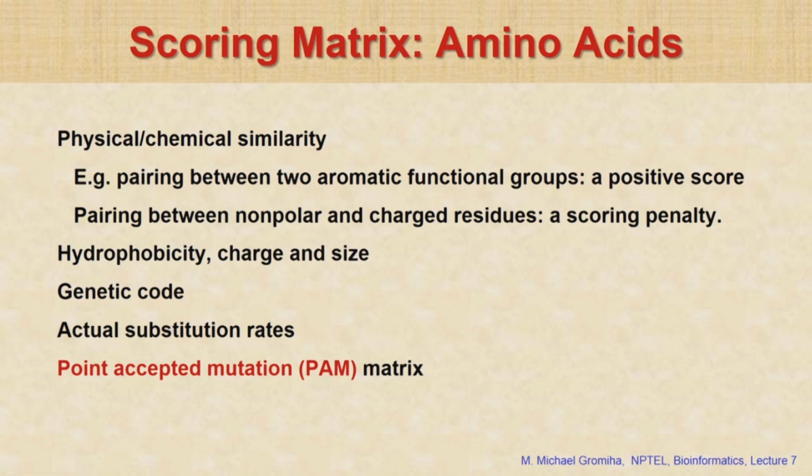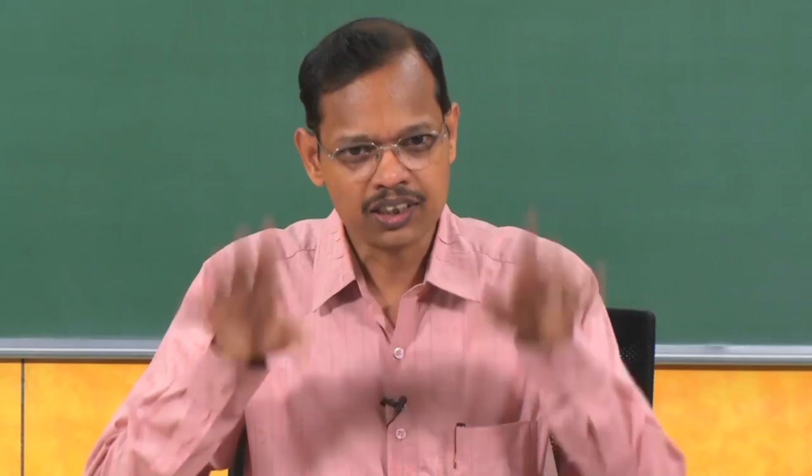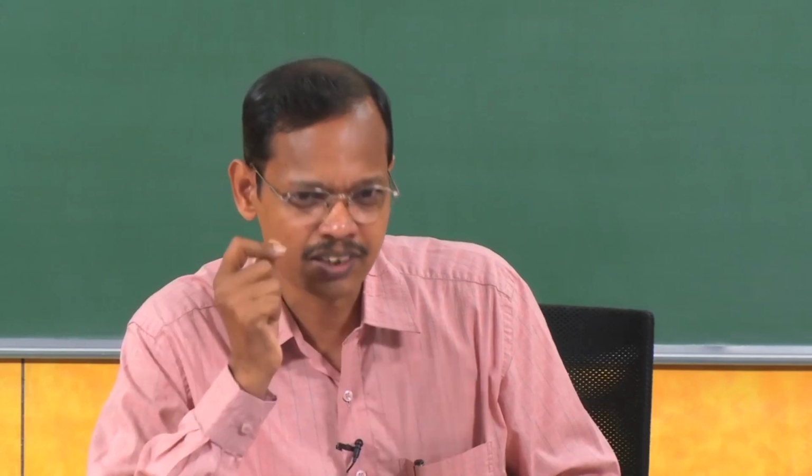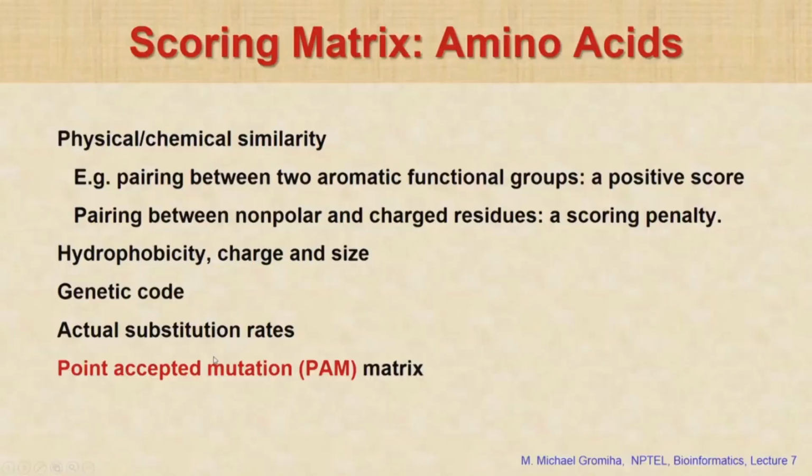Among all these things, how do we derive the matrix? Finally, we take the actual substitution rate. For example, if you get a set of sequences with high sequence homology, from these sequence similarities we see what the possible mutations are. From those mutations, we can derive the matrix. You can see what changes actually happen, right, and based on that we derive the matrices. So, this matrix is called the point accepted mutation matrix.